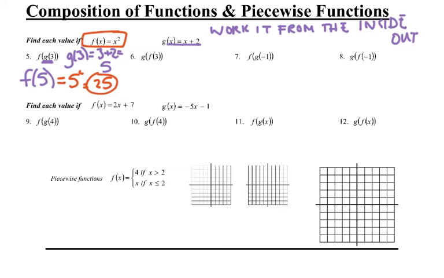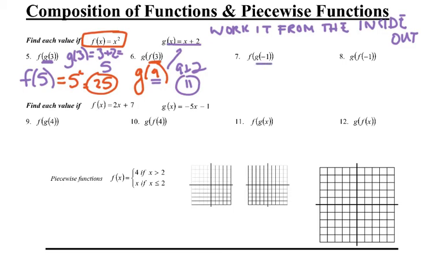If we switch it around and do g of f of 3, now we're doing f of 3 first. F of 3 is 3 squared, which is 9. Then taking the 9 and plugging it in the g function, so 9 plus 2 is 11. It's just like a two-layered problem.